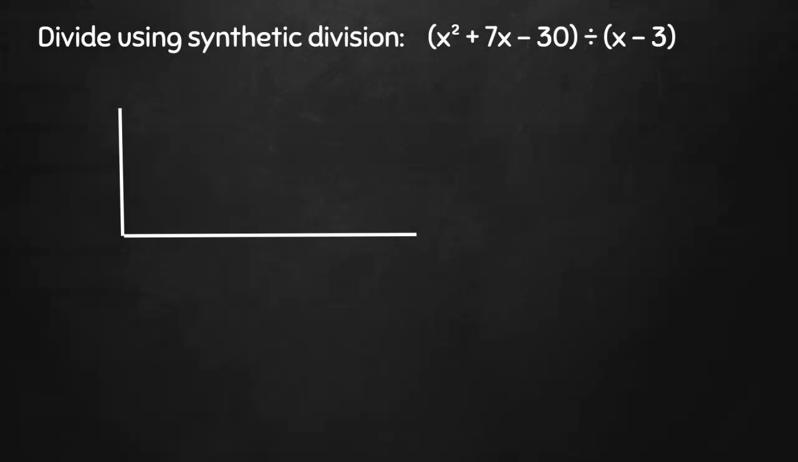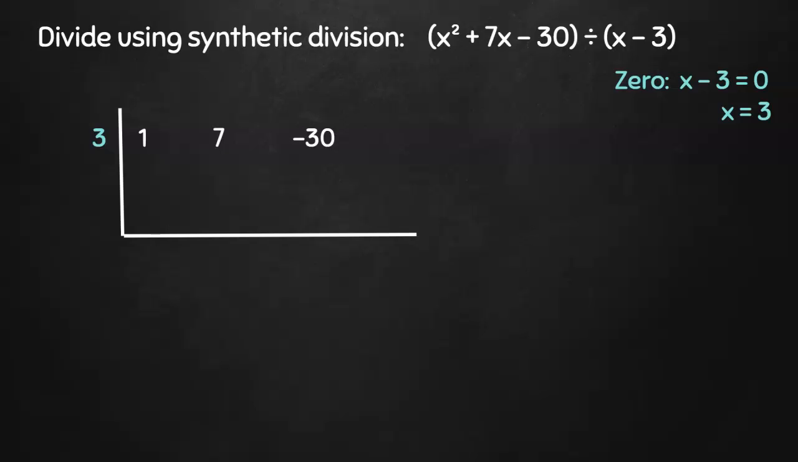In this question, the first thing we want to do is identify what the zero is of the divisor. Now the divisor is x minus 3. So when I solve, my answer is going to be x equals 3. I'm going to set that outside the box. I'm then going to write all the coefficients. So 1, 7, and negative 30.